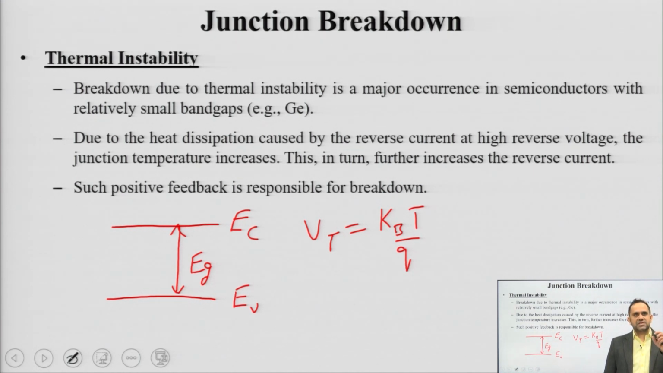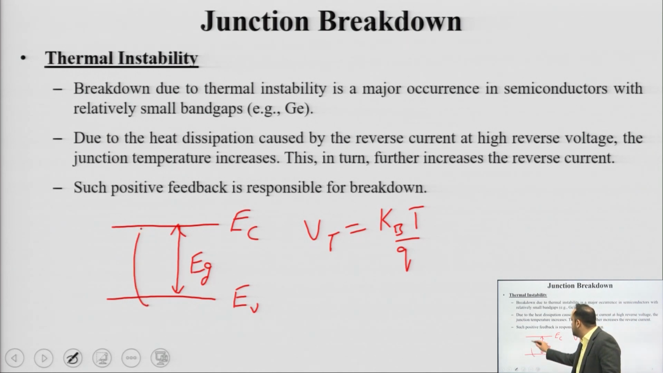If this value of Eg is very small, this extra thermal energy may be sufficient for electrons to make a transition from EV to EC. Whenever this transition happens, we say that excess carrier generation has happened. Okay. Whenever this happens, carriers become free to move. When they are free to move, they exchange energy that can further increase temperature, and that can further enhance thermal instability. Okay. So, due to the heat dissipation caused by reverse current at high reverse voltage, junction temperature can increase.